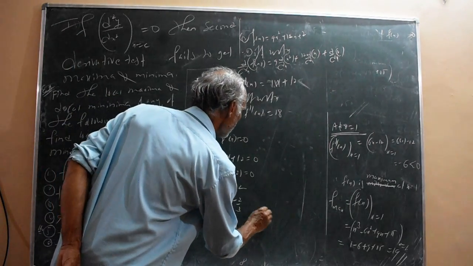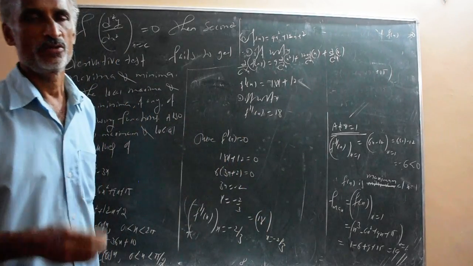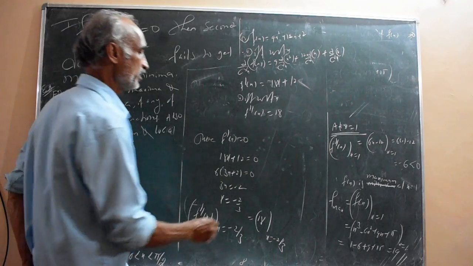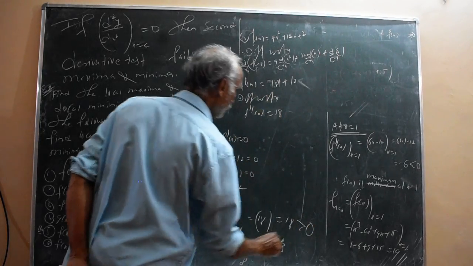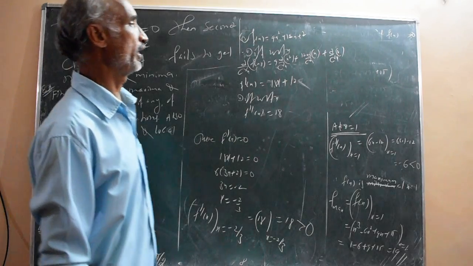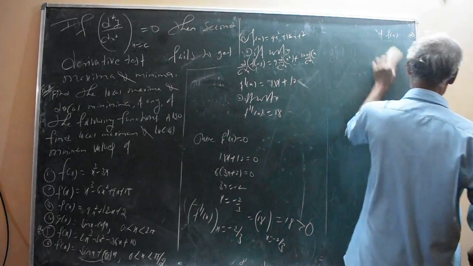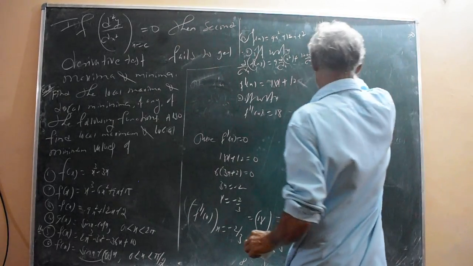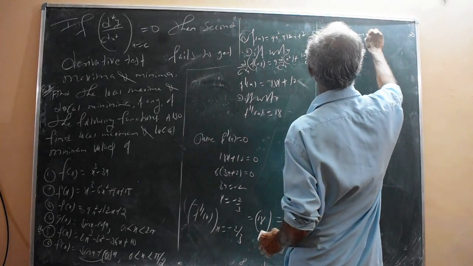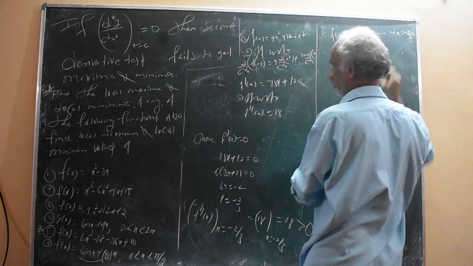That's equal to 18 at x is equal to minus 2 by 3. There is no x, therefore no substitution of x; f double dash of x remains constant, equal to 18. 18 is a positive number, which implies f of x is minimum at x is equal to minus 2 by 3. Therefore f of x is minimum at x is equal to minus 2 by 3.